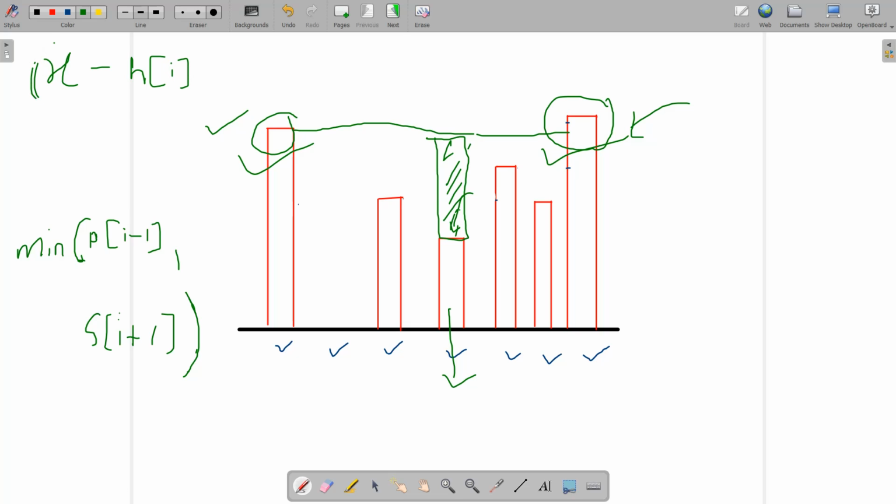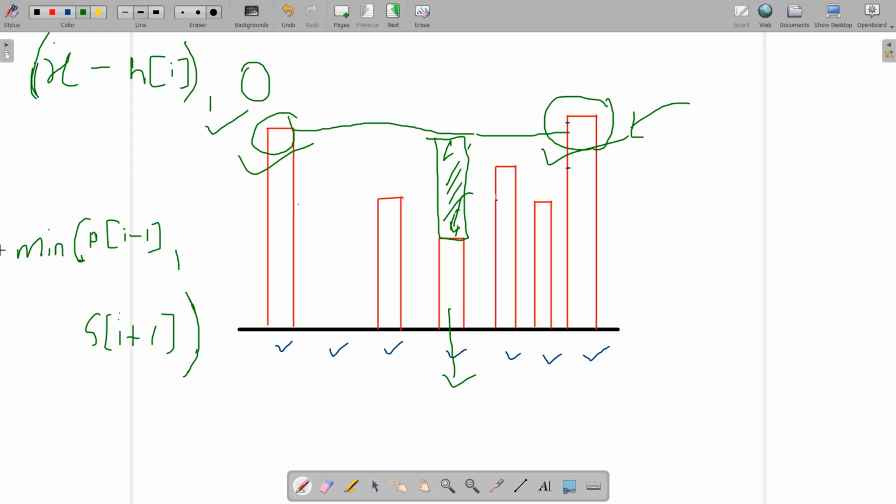It might be possible that x is not always greater than or equal to h of i. So you need to take the maximum of this and 0, because it might be possible that the current wall is the maximum height among all the other walls. Then the value of x, which is the minimum of prefix of i minus 1 and suffix of i plus 1, will give you a negative value. Since the value is negative, it means the water stored would be negative, which is not possible. That's why we take the maximum with 0.